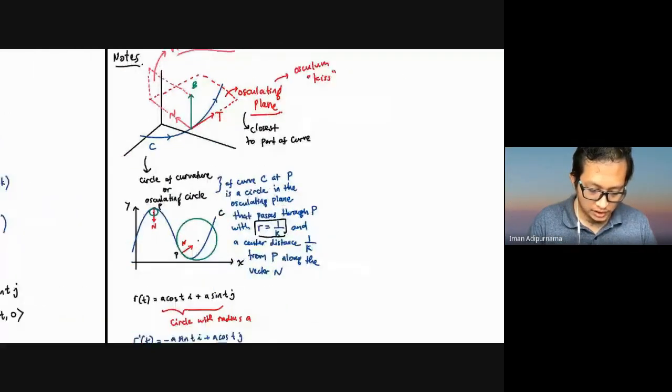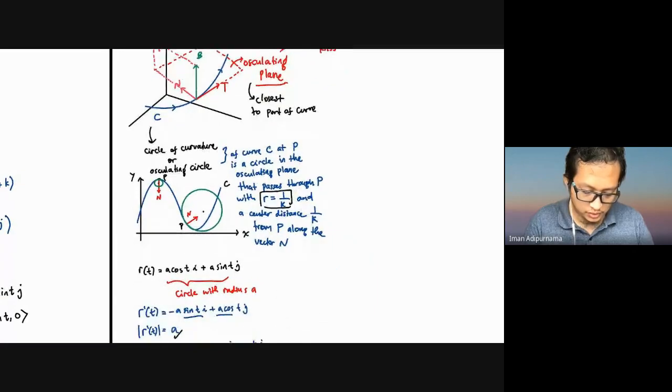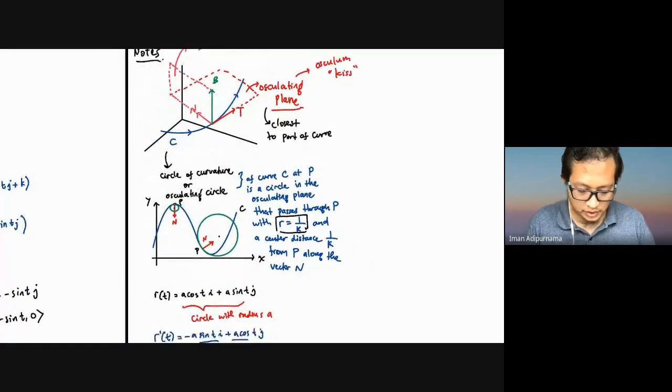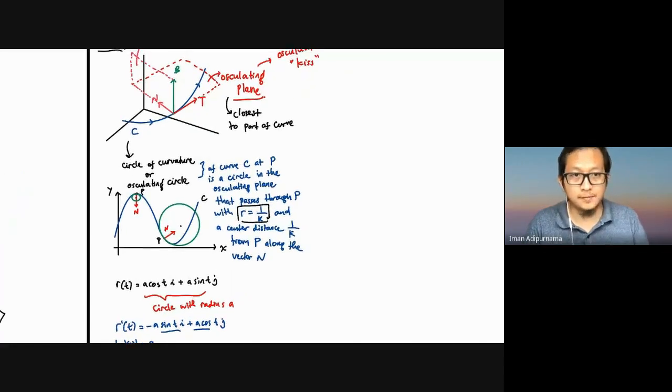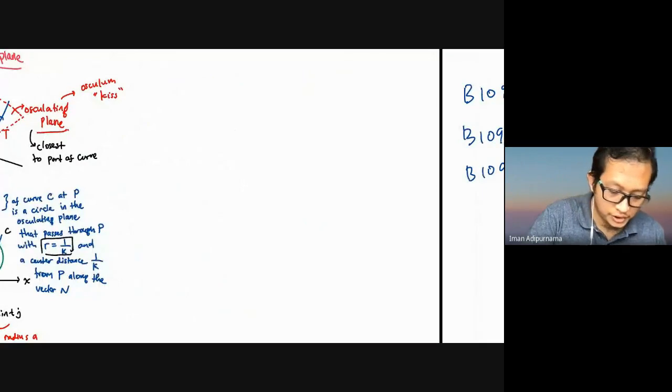Okay, so I hope you get my point here for the normal plane, osculating plane, and there will be another term called the circle of curvature or osculating circle. Later I will show you some parts in GeoGebra. But let me deal with the torsion first. Okay, torsion.